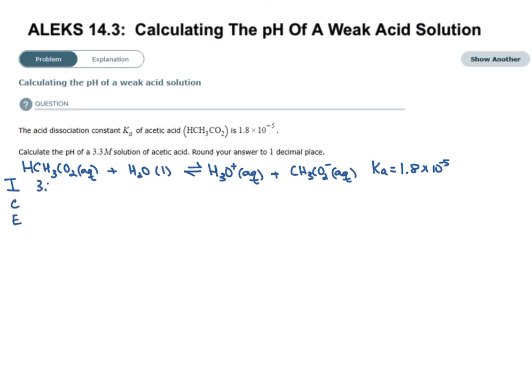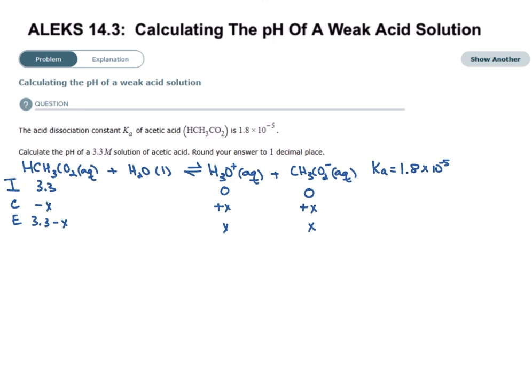Initially, they give us 3.3 molar of our acid. We can ignore water because water is not included in our Ka expression. Initially, we have 0 concentration of H3O+ and 0 concentration of the acetate. For our change, it's plus or minus the coefficient times x. So on the reactant side, we're going to say minus x. For the product side, we're going to say plus x for both of those. Equilibrium is initial plus change, so 3.3 minus x. 0 plus x is just x.